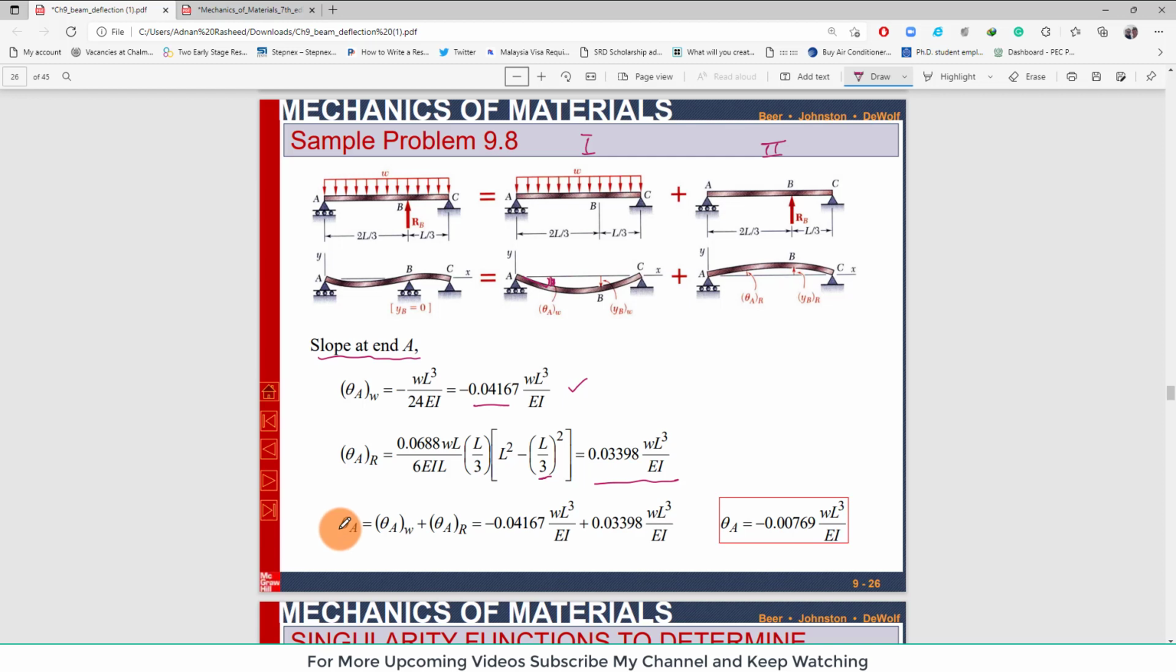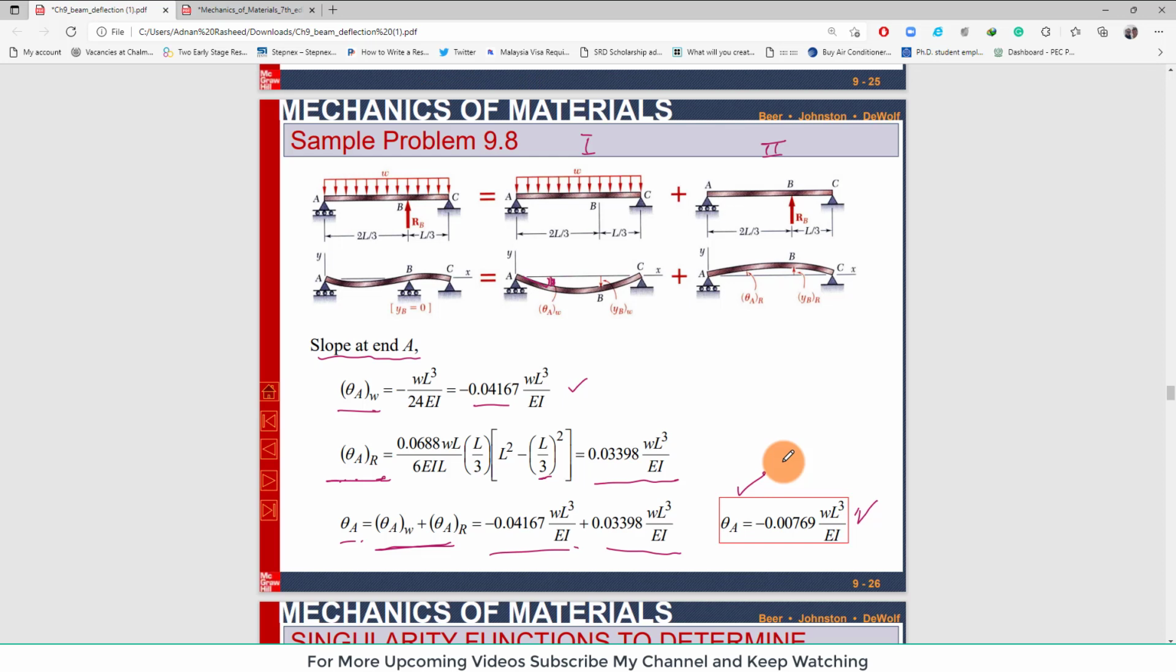Now net slope at point A is this plus this, that is mentioned over here, you can see, clear. So this is this value, and theta A due to loading R is this value. When you add them, you will get the slope at point A, which is equal to minus 0.00769 WL cube over EI. So this is how we can solve the indeterminate beam by using the method of superposition.